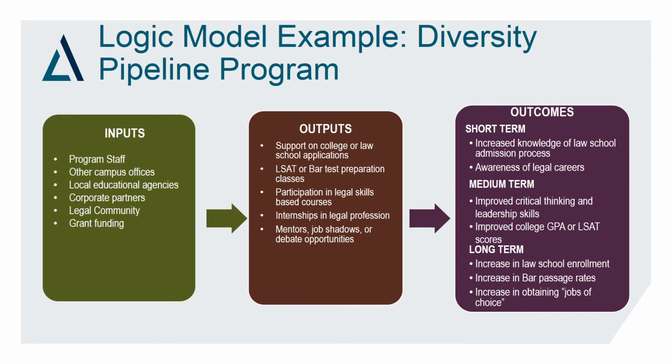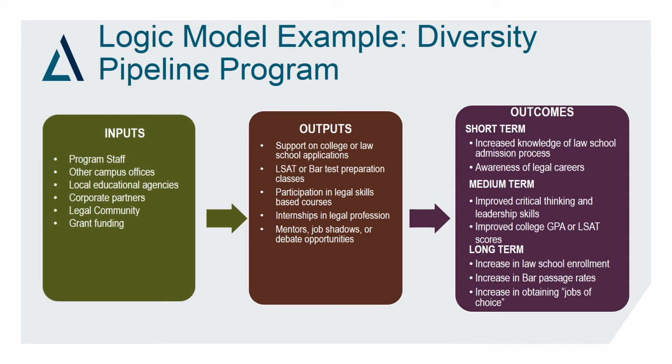How might a logic model look for a program designed to increase the number of underrepresented students in law school? This logic model here is a generic example of the types of inputs, outputs, and outcomes that might be identified for a diversity pipeline program. The input box highlights the possible stakeholders and resources in such a program. The output box shows types of activities, such as law school application support or job experiences in the legal field. The outcome box on the far right presents examples of short, medium, and long-term outcomes.